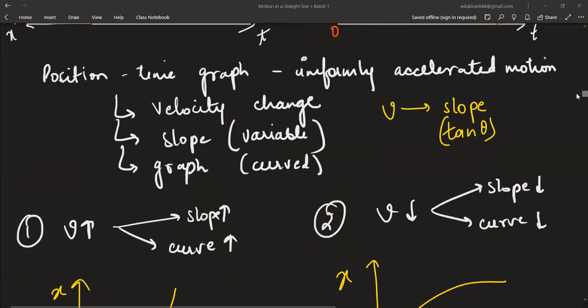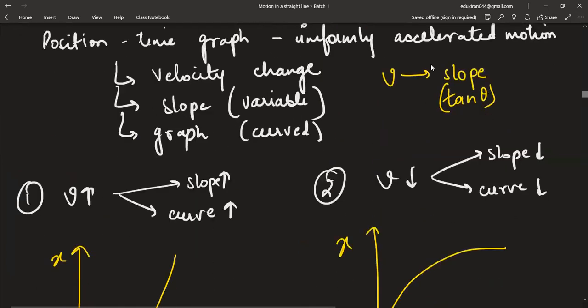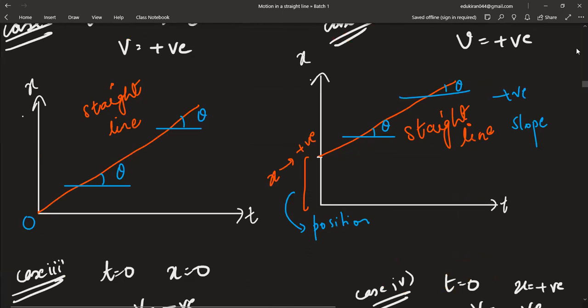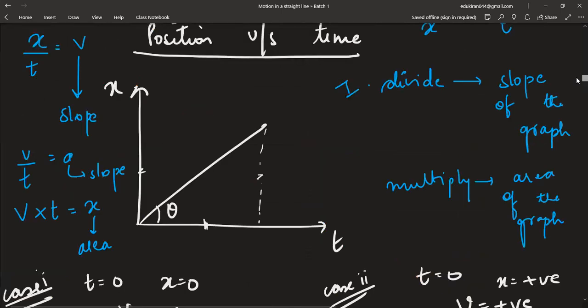See the last segment of the graph. When you have a position-time graph for uniformly accelerated motion, velocity will give you the slope according to tan theta. Now see, if the velocity is changing, the slope will be variable and this time the graph will be curved. Here in all these cases, our velocity was constant. See, angles were the same. In every case, velocity was constant.